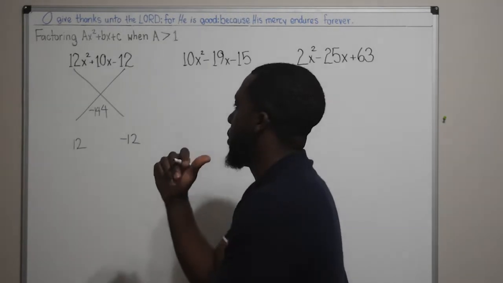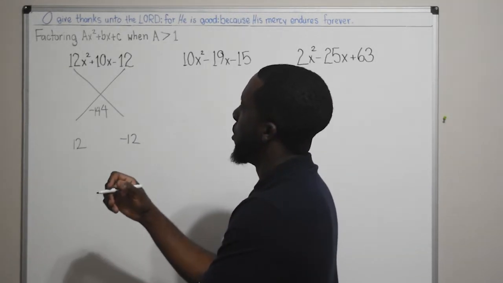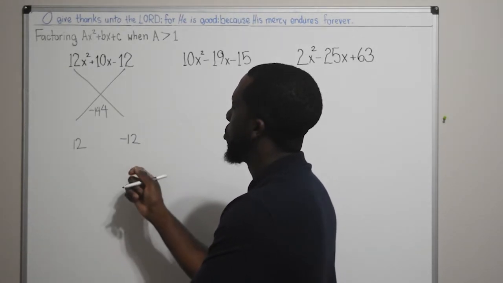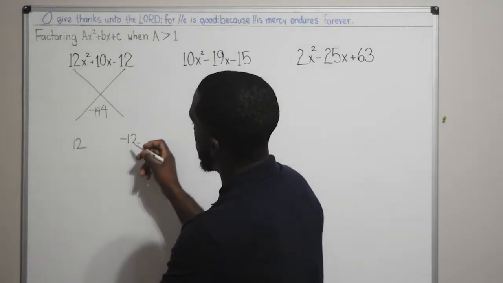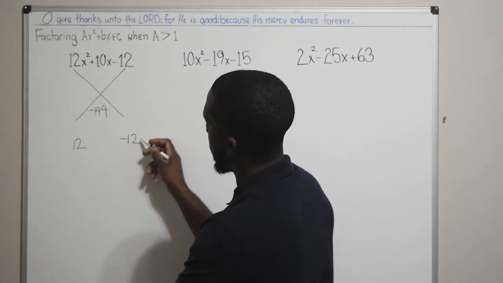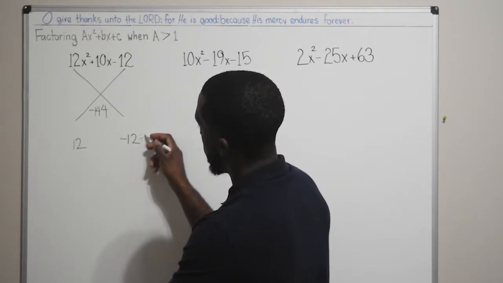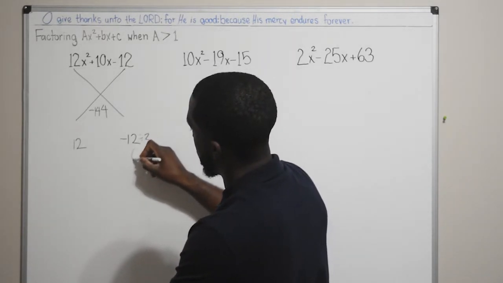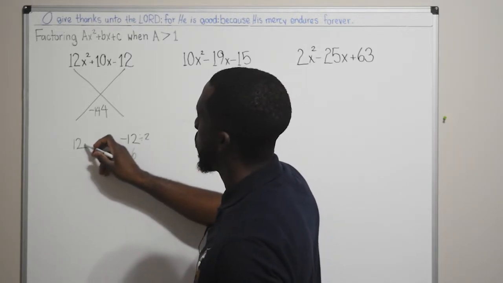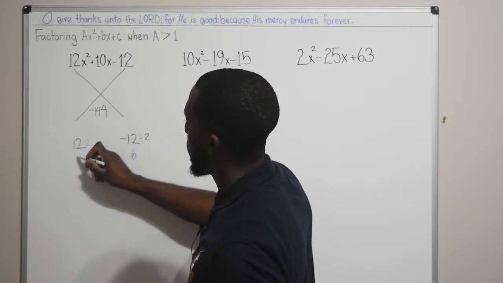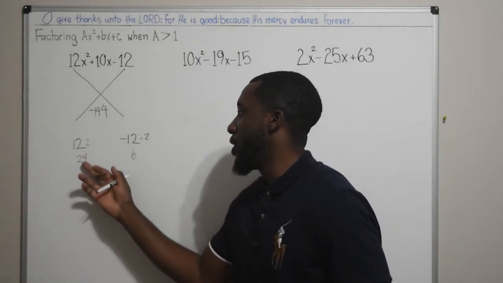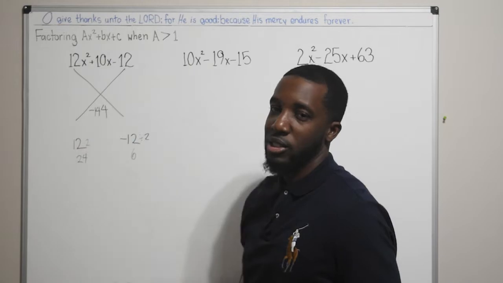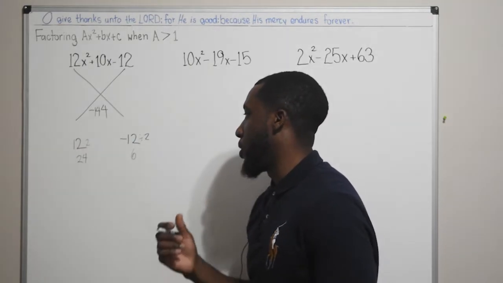So let's see, what are the factors of 12? Let me factor out a 2. If I factor out a 2, I'm going to get 6, but I'm going to transfer that 2 right here. So now I'm going to get 24. Is there any combination of 24 and 6 that I can get to 10? No, so I'm going to keep going.